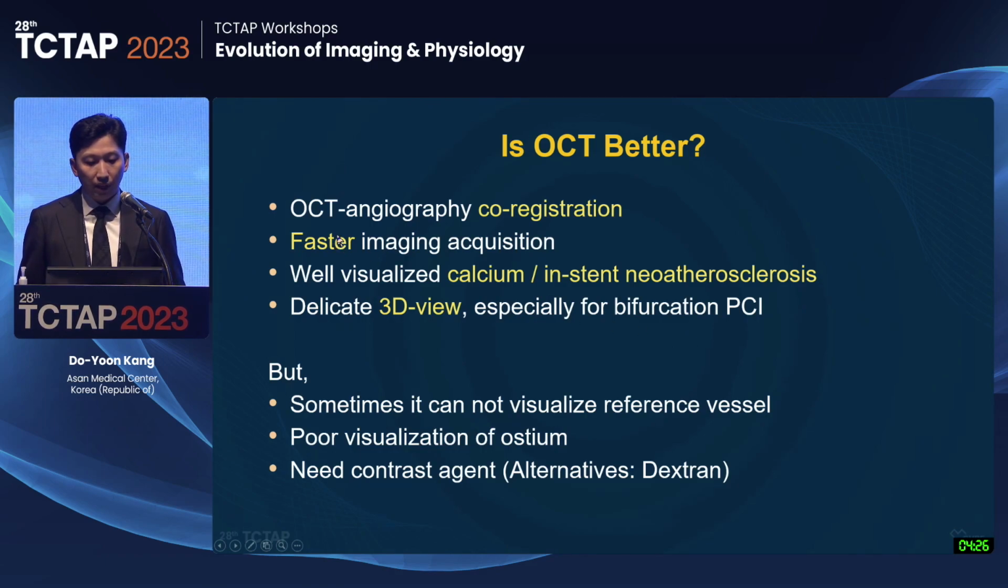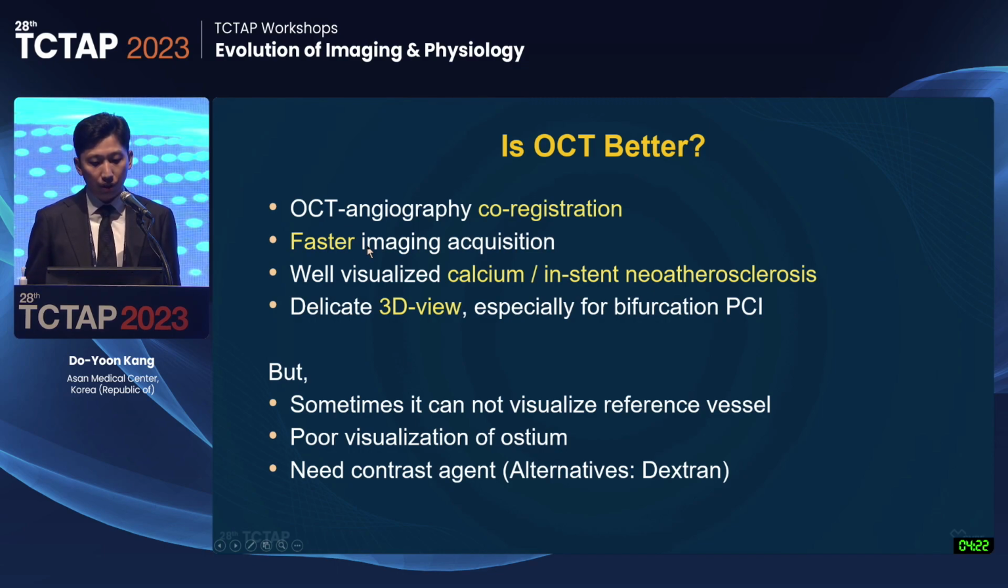Then OCT angiography co-registration is very good, and faster imaging acquisition in a long region is very useful. And visualizing the calcium or in-stent neoatherosclerosis with a delicate 3D view is available. But sometimes it cannot visualize the reference vessel, and poor visualization of the ostium is a limit of OCT. And we use contrast or dextran to clear the blood in the vessel.